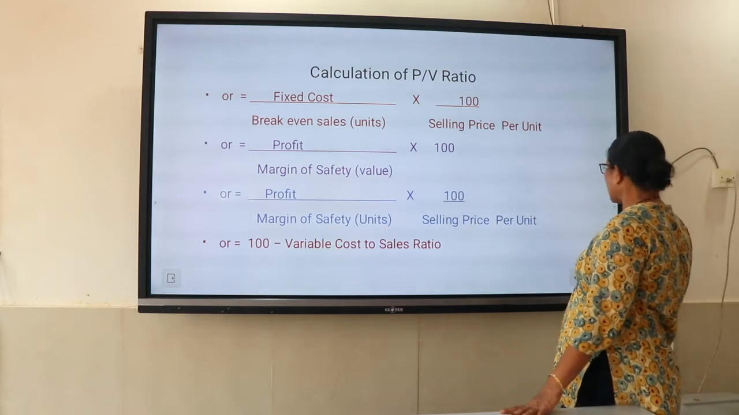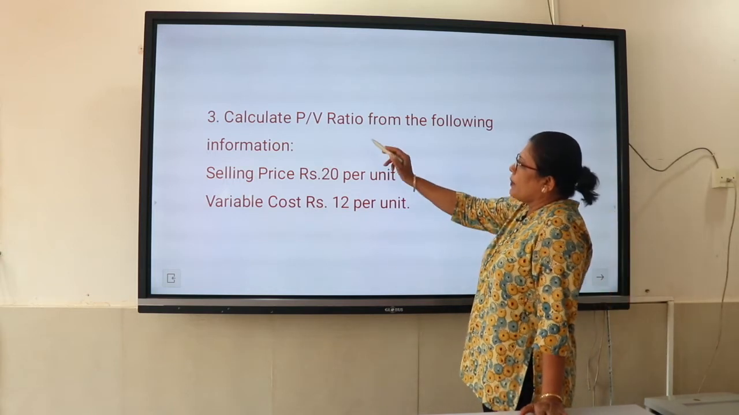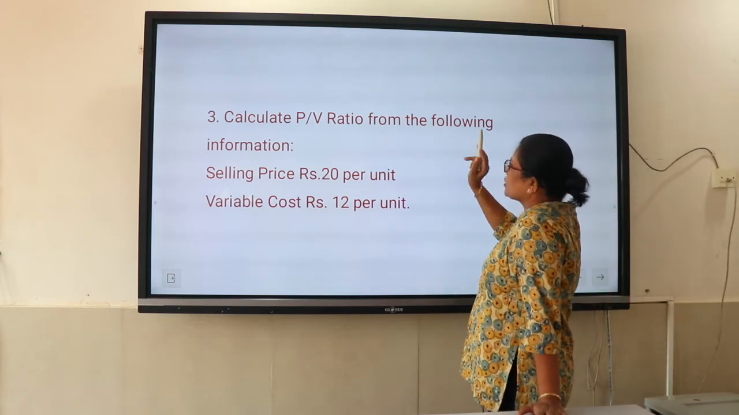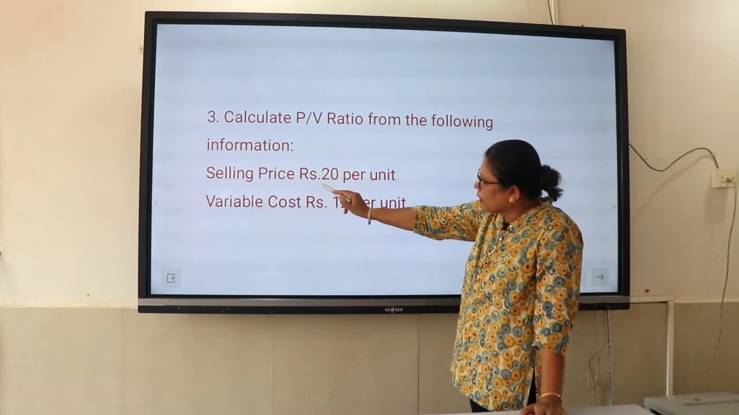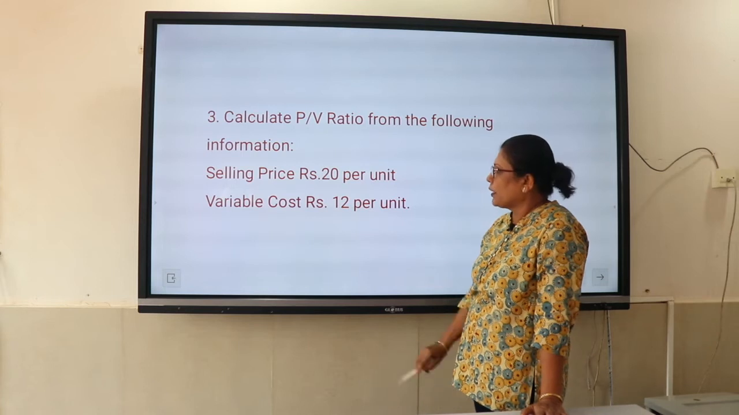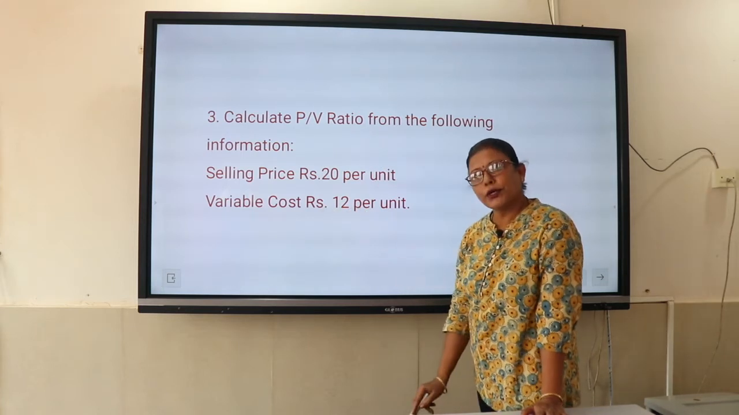Okay. Now we will try to take one simple example. We have been asked to calculate a PV ratio from the following information. So what has been given to us? We have been given selling price 20 per unit, variable cost 12 per unit, and we have been asked to find out the PV ratio.